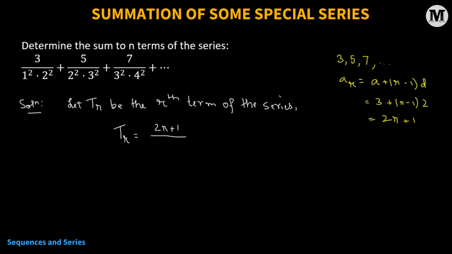Now coming to the denominator portion. Here in the denominator, we have 1 squared times 2 squared. That's the first term. We have 2 squared times 3 squared, then in the third term we have 3 squared times 4 squared. So we can represent 1 squared, 2 squared, 3 squared as r squared. If we put r equals 1, we're going to get 1 squared. That will be 1 squared of the first term.